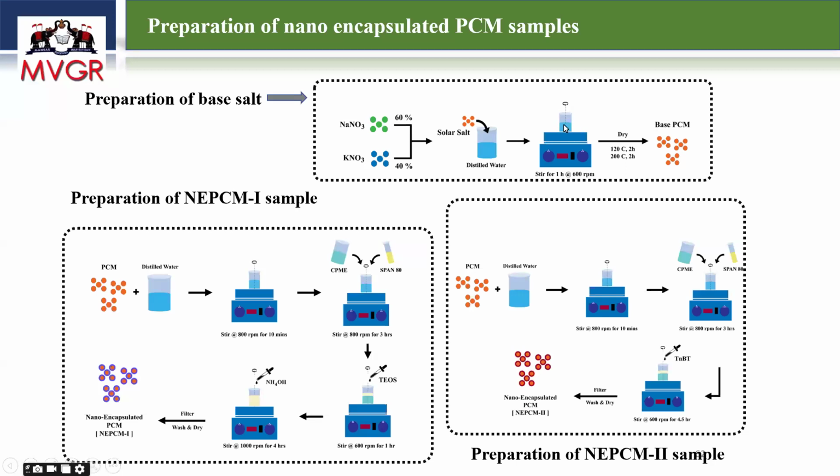I was developed. So after that, we are removing the water by heating at around 120 degrees centigrade for 2 hours. If you go above 120 degrees centigrade, the water molecules will be evaporated, and only the salt will be left over. After making this, the salt is mixed again with water, and we stir it at 800 RPM for 10 minutes in the magnetic stirrer.